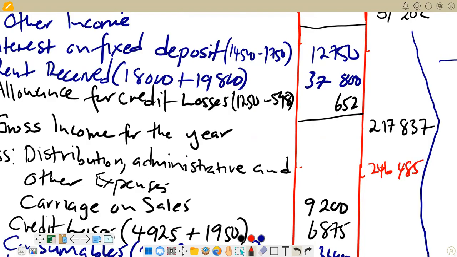And obviously, we are saying less there, so we are going to subtract here. So when you now say this one, gross income minus this distribution, administrative, and other expenses, you now get the figure for the net profit that we have there. Right. Then here we can just leave it as it is and go down to the finance cost now.